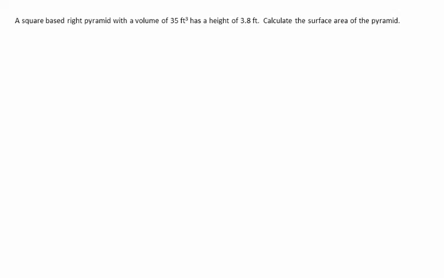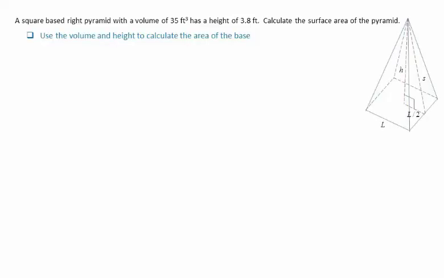A square-based right pyramid with a volume of 35 cubic feet has a height of 3.8 feet. Calculate the surface area of the pyramid. For this question, we can use the volume and height that are given to calculate the area of the base.